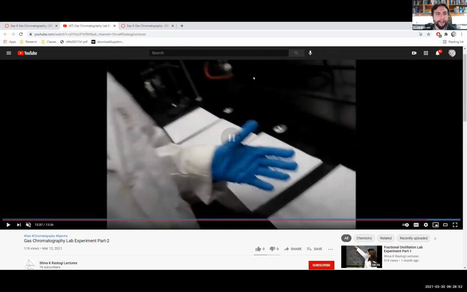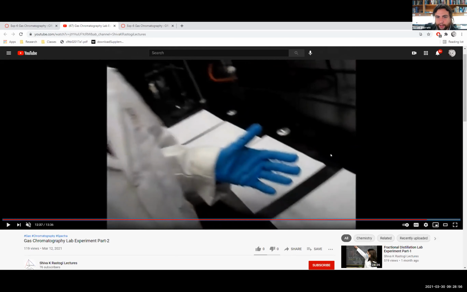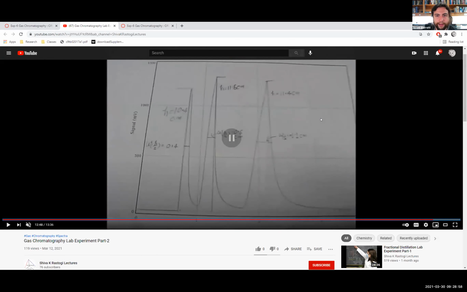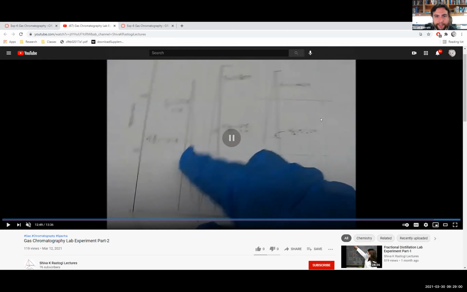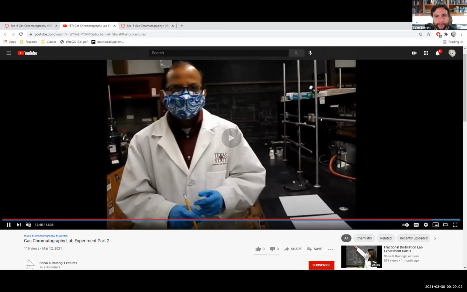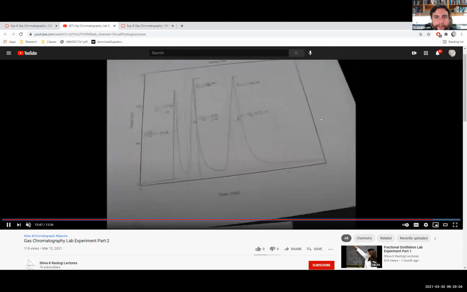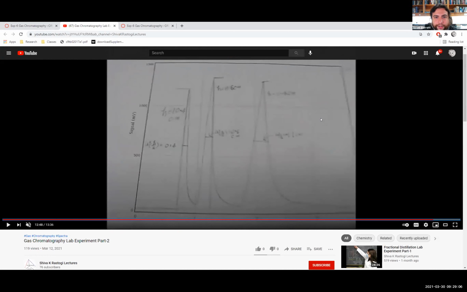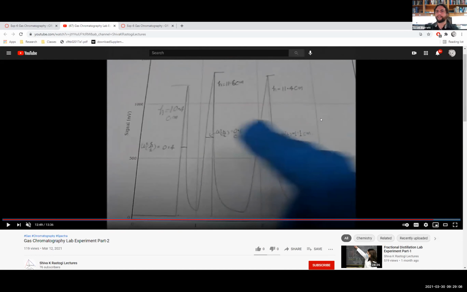And so now that we finally have that, let me go ahead and skip ahead to where we have all of our peaks measured. Let me pause it at a good point because it's kind of jumpy, and it's not coming out too clear here. But basically, you have your height of 10.4 centimeters, you have your width of 0.4.